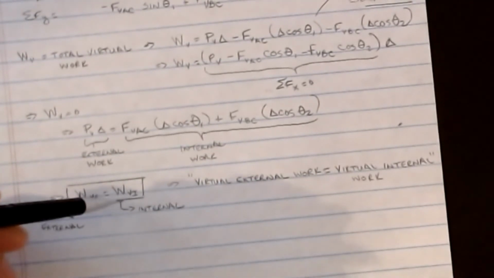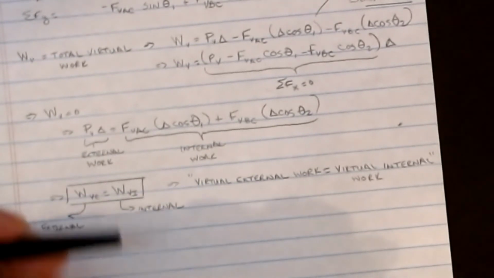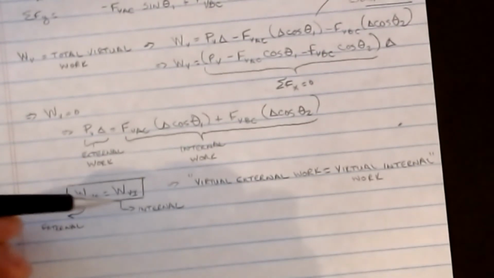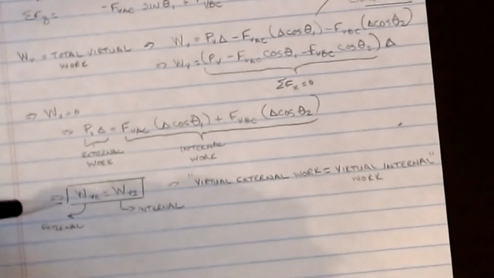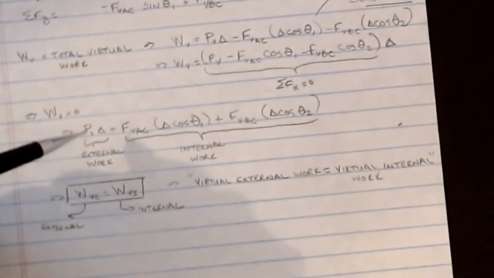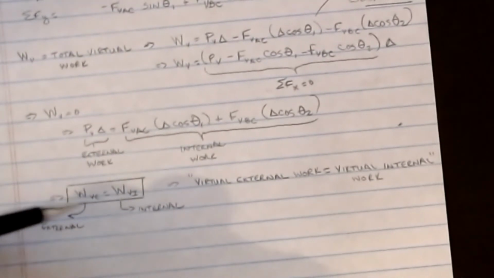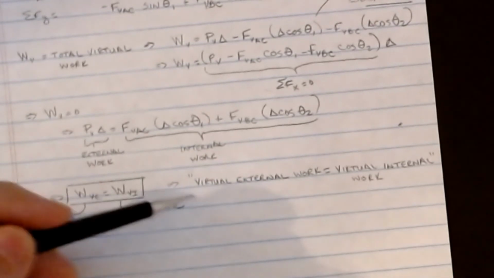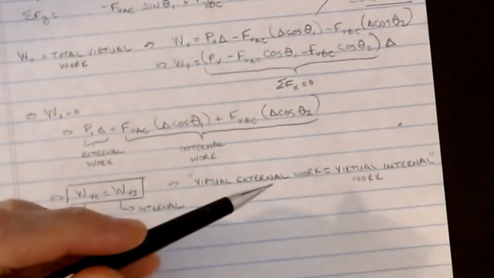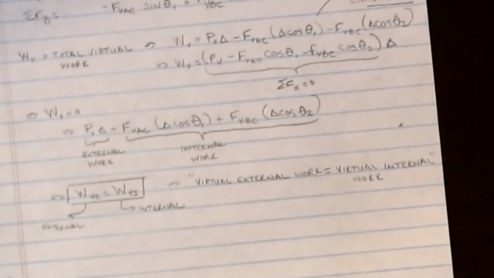The internal work is going to be a function of the stress and strain that the member goes through, which is a function of the material properties and its geometry. And the external work is a function of the loads and where they are applied on the structure. We've just shown that we can set these two equal to each other, so that our virtual external work is equal to the virtual internal work. And this is the basis of what we have happening.